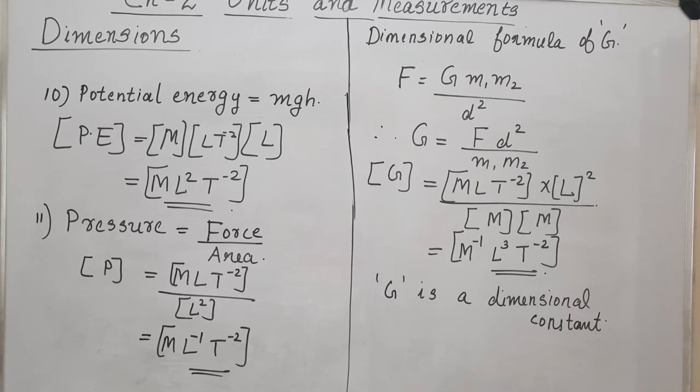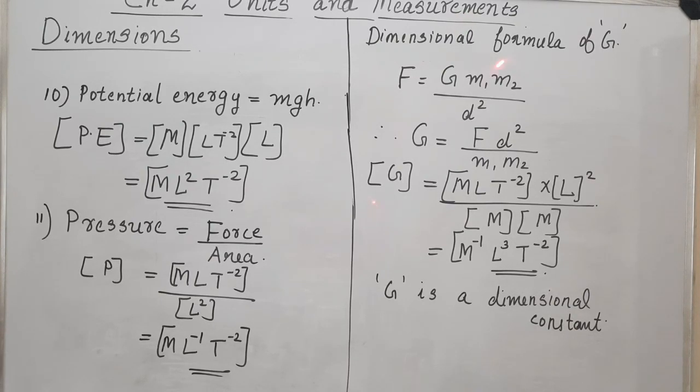Now we will discuss the dimensional formula of a universal constant, that is the gravitational constant G. So what are the dimensions of gravitational constant? How will we get it? From the equation which we studied in 9th standard, from Newton's law of gravitation. The force between two masses m1 and m2 separated by a distance d is given by G m1 m2 by d square.